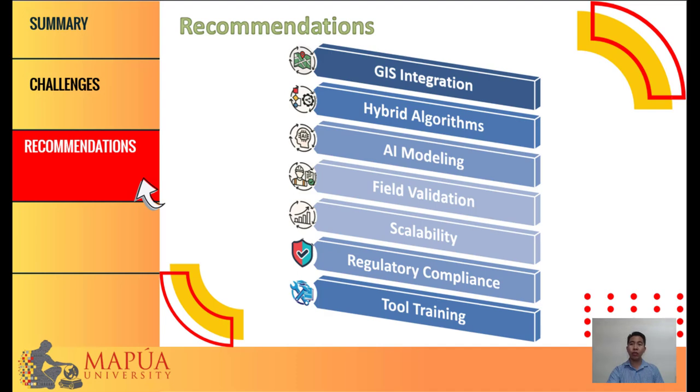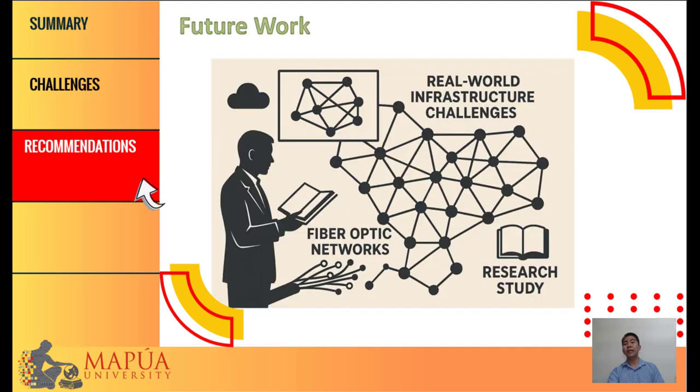Future fiber network planning should integrate real-world geographical information system, or GIS, data, AI-based modeling, and hybrid optimization techniques to enhance accuracy, adaptability, and deployment efficiency. Additionally, validating simulated results through field trials, ensuring regulatory compliance, and training planners with user-friendly tools will support scalable and future-ready network designs.